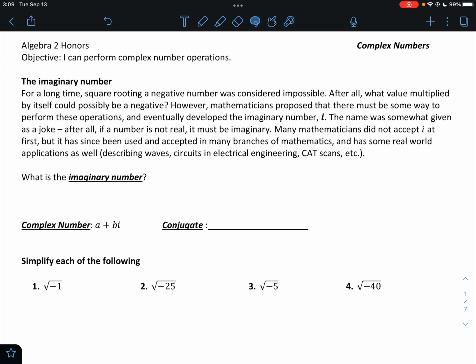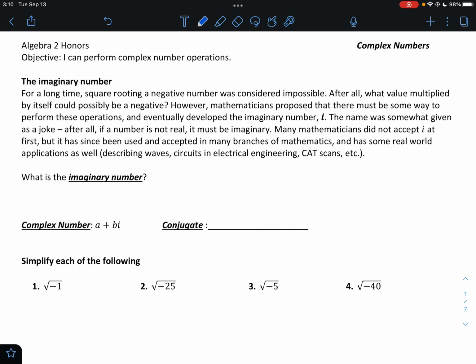Just reading along in this paragraph here: for a long time, square rooting a negative number was considered impossible. After all, what value multiplied by itself could possibly be negative? However, mathematicians proposed that there must be some way to perform these operations, and eventually developed an imaginary number i. The name was given as a joke, after all, because a number is not real, it has to be imaginary. Many mathematicians did not accept i at first, but it has since been used and accepted in many branches of math and has some real-world applications as well.